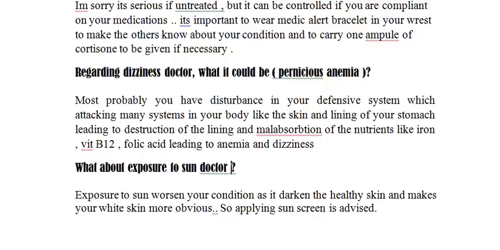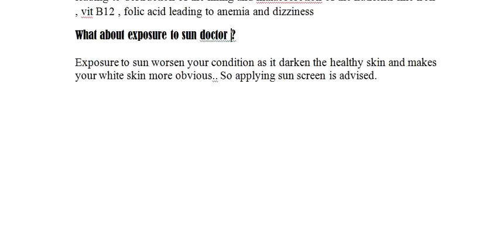The examiner can ask you some questions related to the case. What's your differential diagnosis of hypopigmented skin rash, doctor, or vitiligo? So we have multiple differential diagnoses of hypopigmented skin rash, like pityriasis versicolor, pityriasis alba, leprosy, lichen sclerosus, morphea. These are enough to mention, just 3 or 4 differential diagnoses.